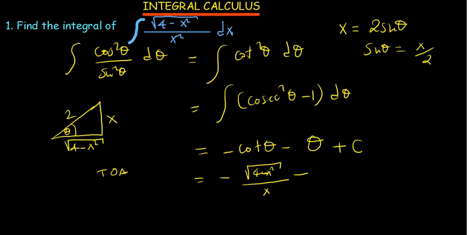So now, where there is theta, what are we going to put? Well, we can say that sin theta is x over 2. That means theta is going to be sine inverse of x over 2. Now, sine inverse, we can also write as arcsine of x over 2, and then plus a constant c. So that is going to be it for this practice. Let's look at another question.